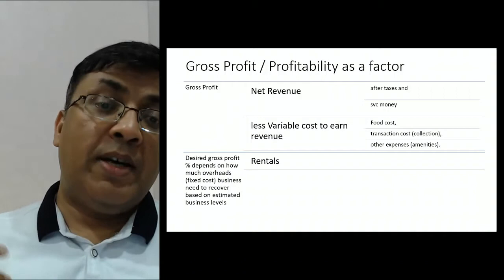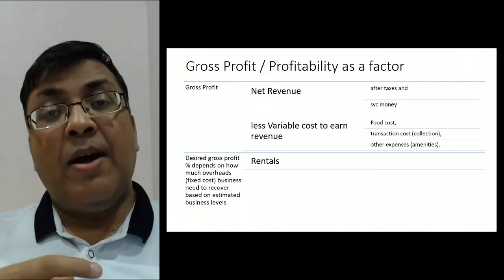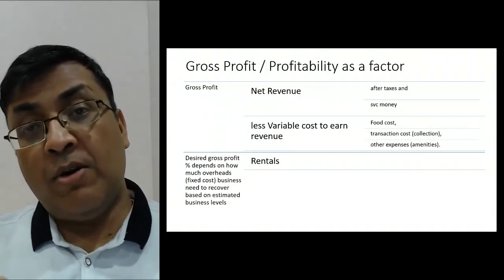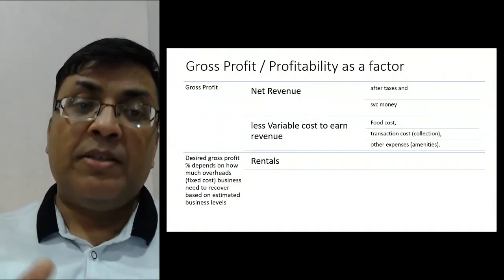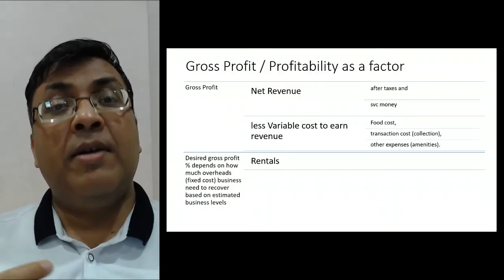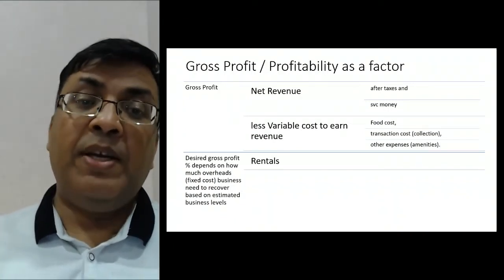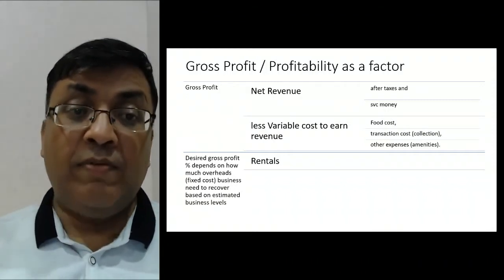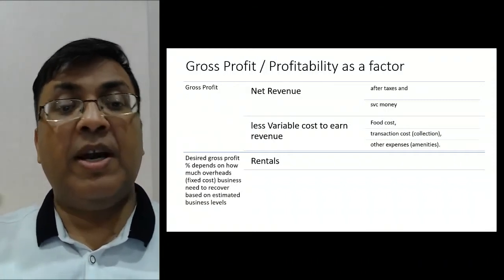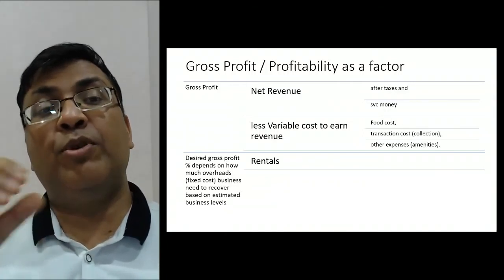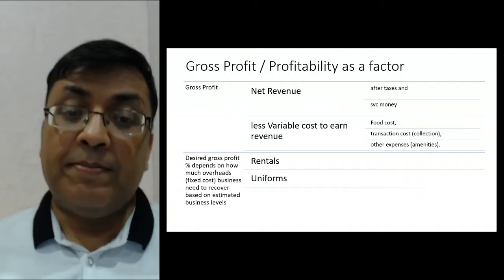For example, in certain malls you might be paying a fixed rental, let's say $5 per square foot or $3 per square foot, plus 5% or 10% of your revenue as rental. So the rental will be in two portions. Some variable portion will go into the gross profit calculation, and the fixed portion will come as overheads.